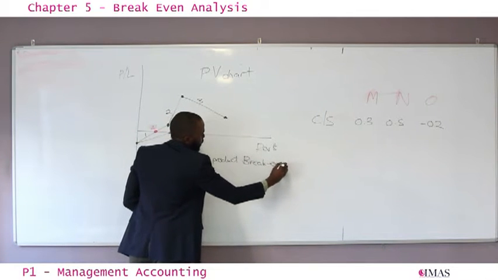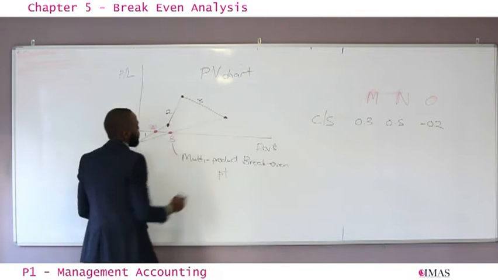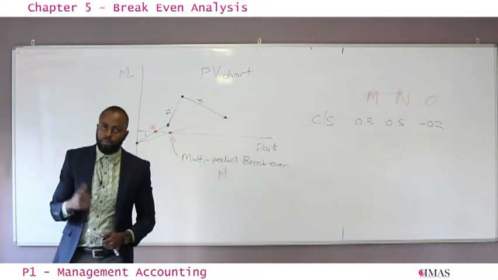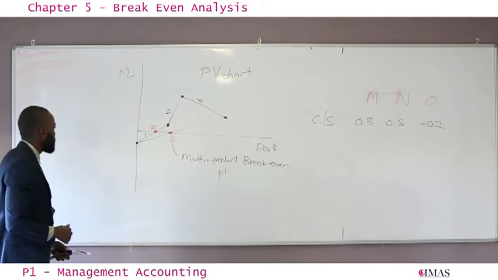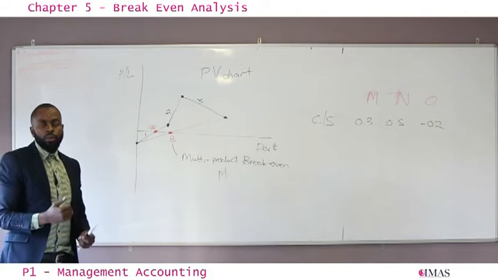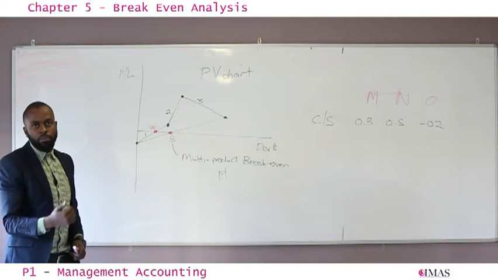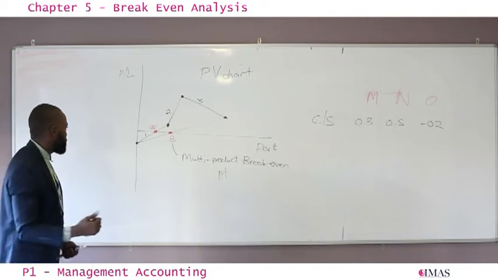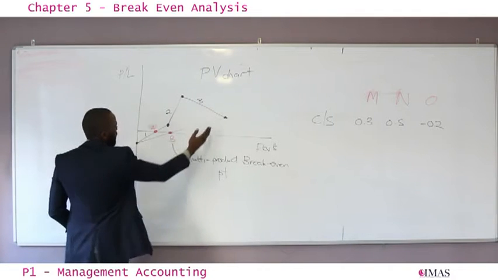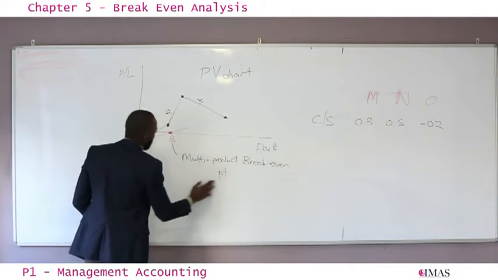Multi-product break-even point. So that's our point B. It's a multi-product break-even point. The reason is we are assuming that we're going to sell our units at a predetermined mix, and the mix is going to be constant. So our line is going to be a straight line. It's our multi-product break-even point.